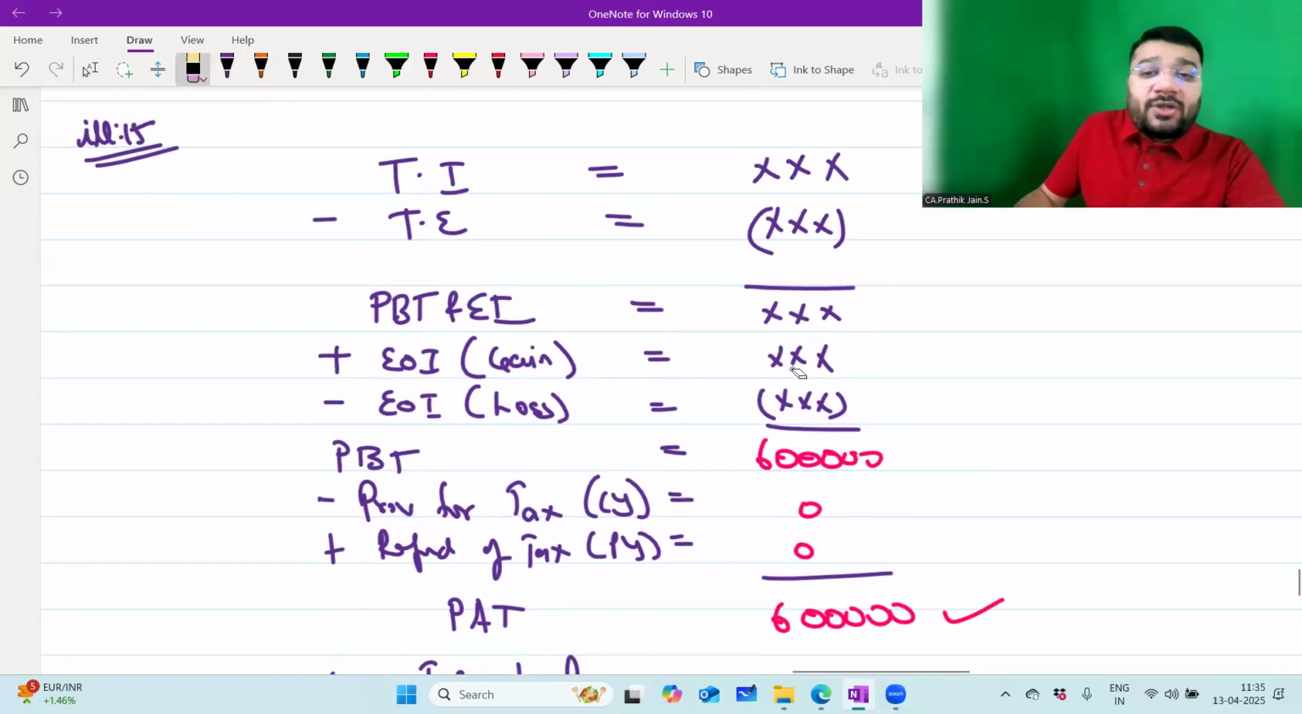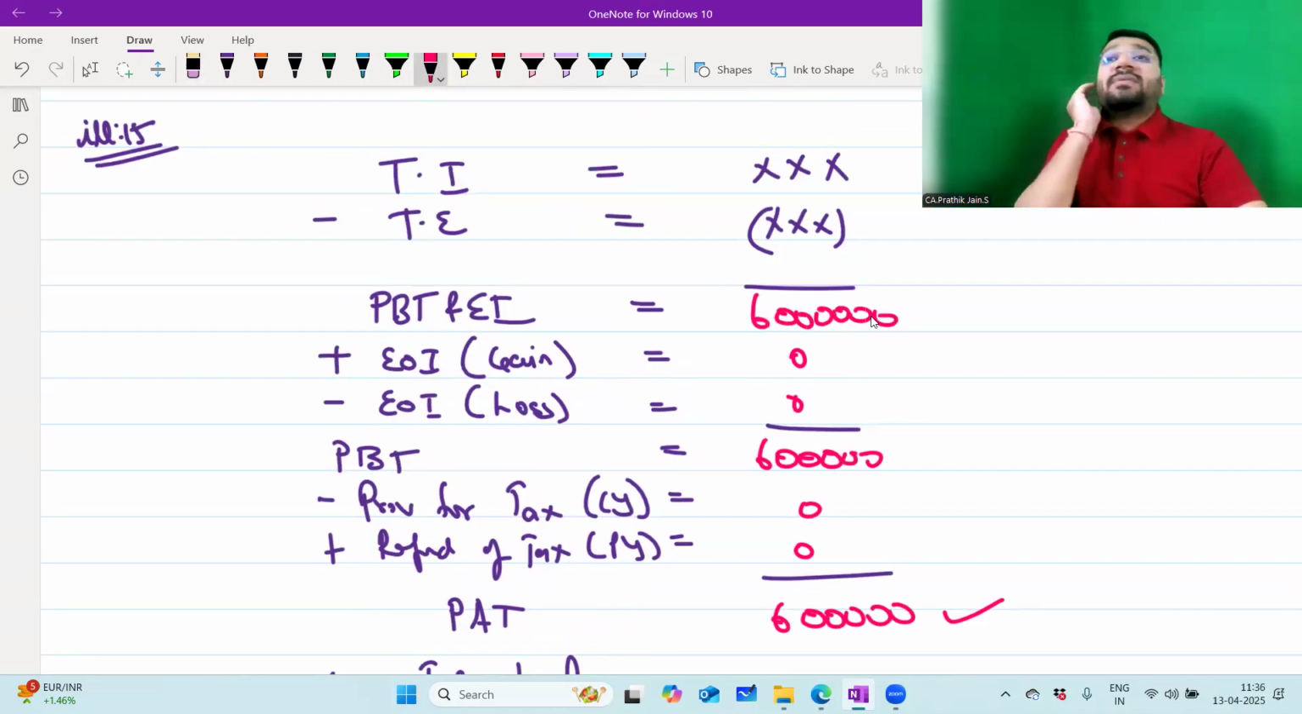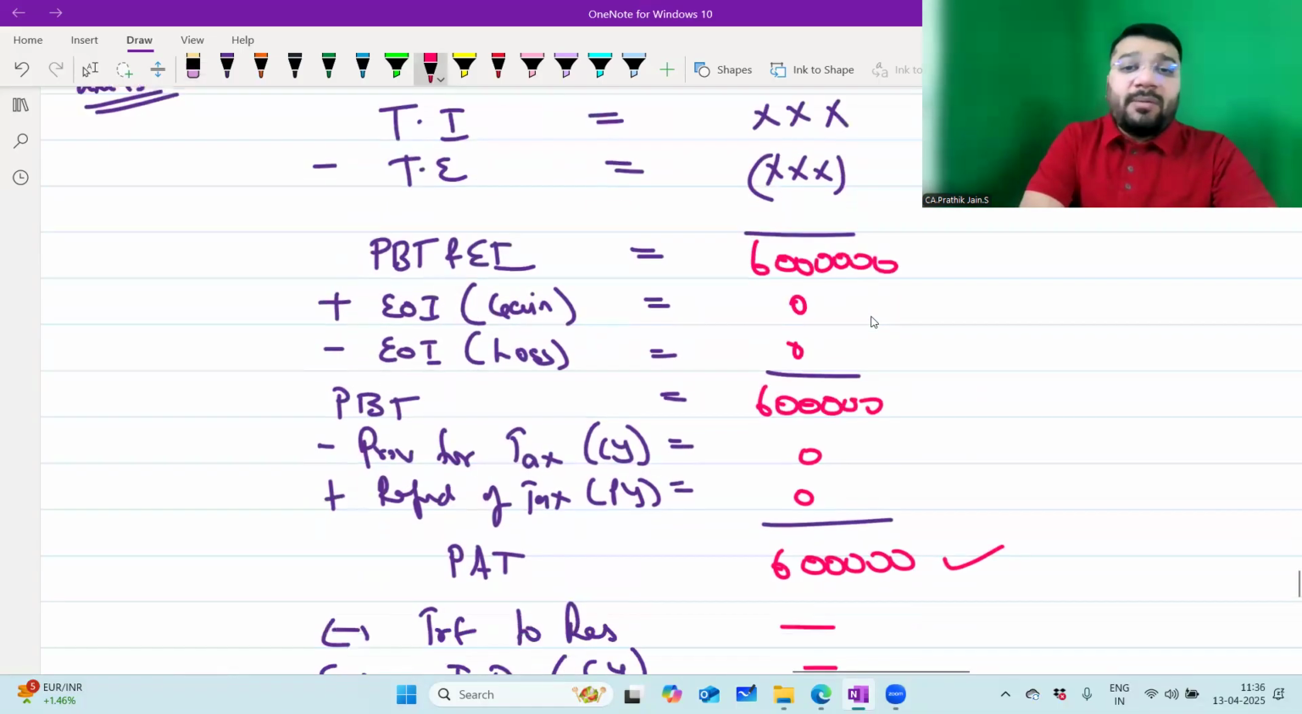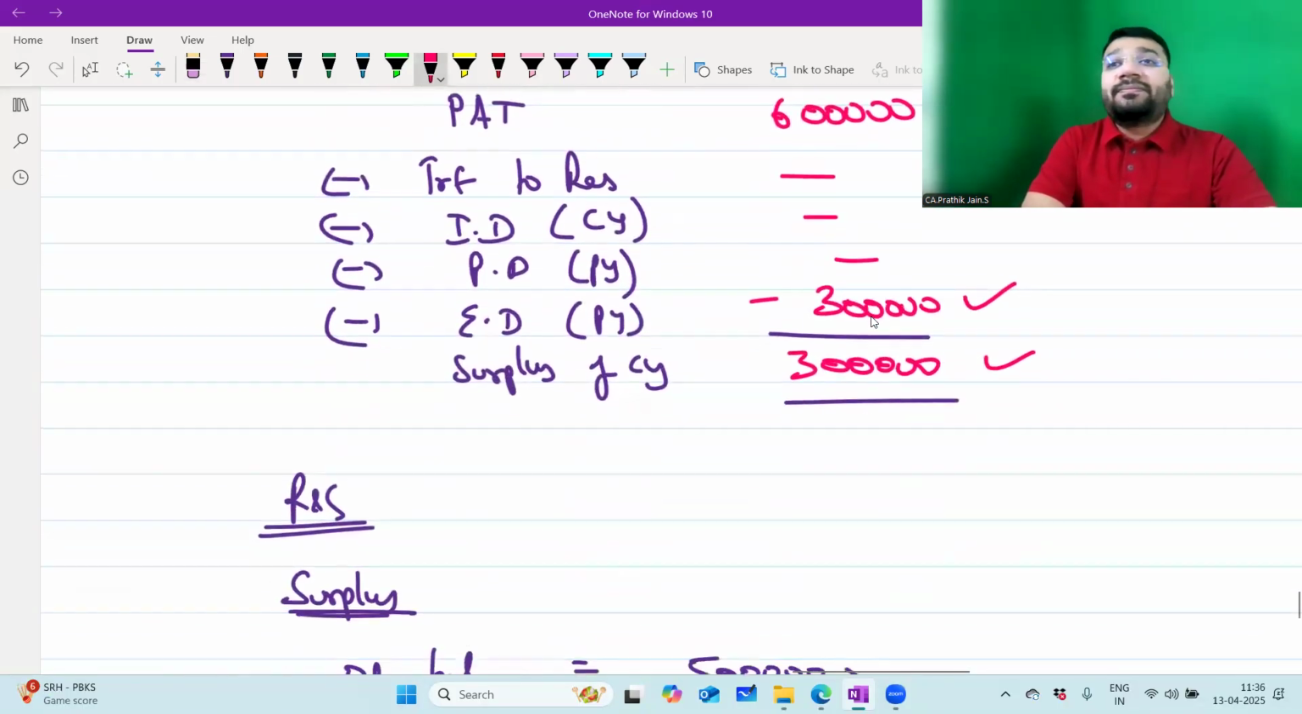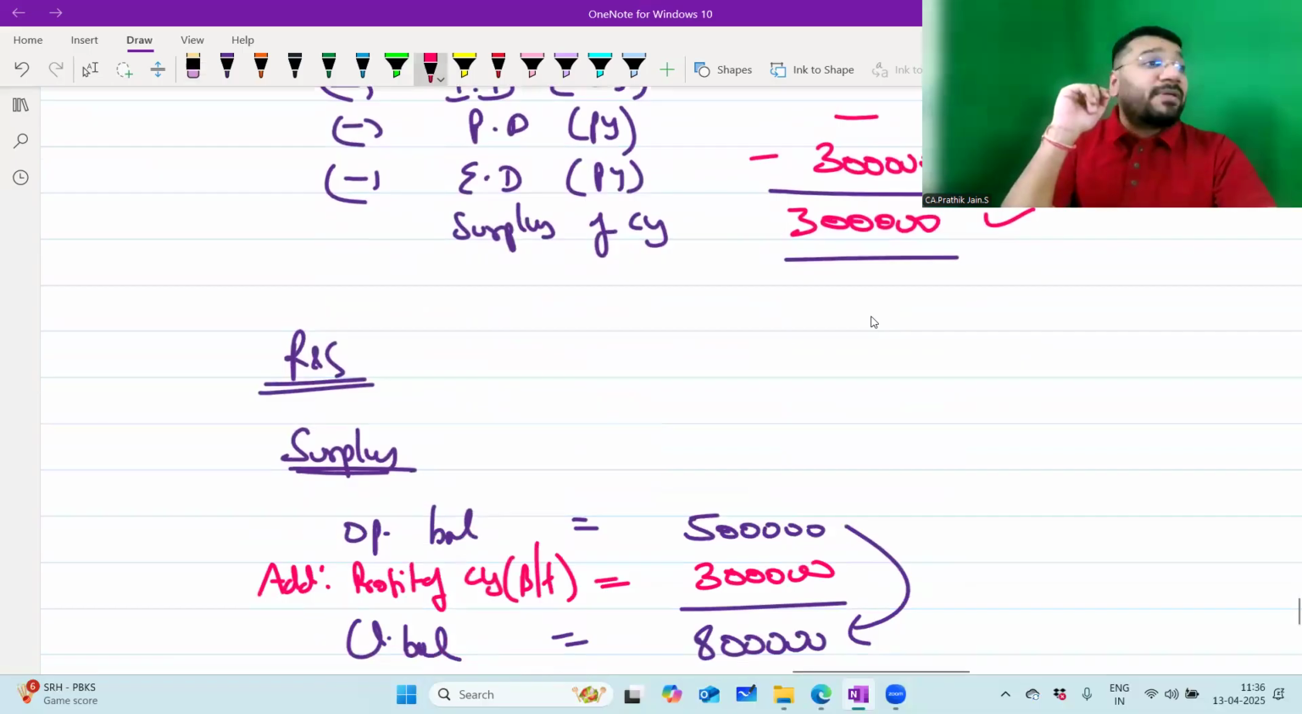Any information about extraordinary item, gain or loss? No. So that is also 0 and 0. So what is profit before tax and extraordinary item? 6 lakh rupees. Profit before tax and extraordinary item, 6 lakh rupees. Please tell me, people, will you do it like this in the exam? This is only for your understanding purpose.